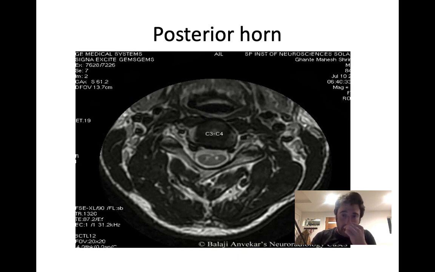The posterior gray horn, when it is compromised, often results in sensory deficits. So, putting your hand on a hot stove and not noticing it because that sensory information isn't getting to where it needs to go. And it makes sense that that pathology would be like it is just due to the actual anatomical and functional arrangement of the spinal cord structures.